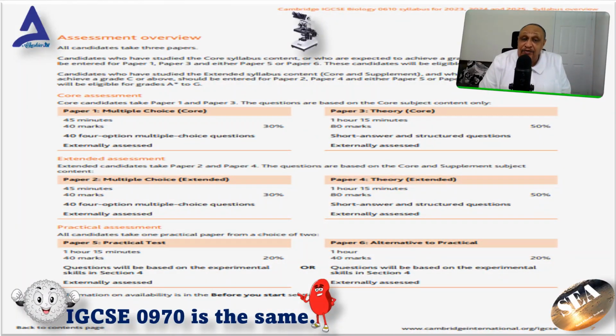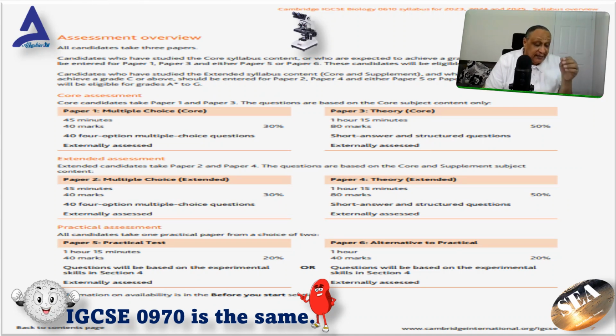Now we're back again. We would like to say very few words about the papers. You already know that we have 6 papers. Each student has to take 3 papers, regardless of whether he is a core student or extended student, a 610 student or a 970 student. It doesn't make a difference because you have to take 3 papers.